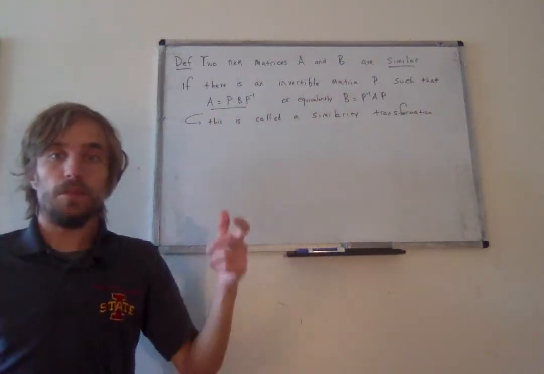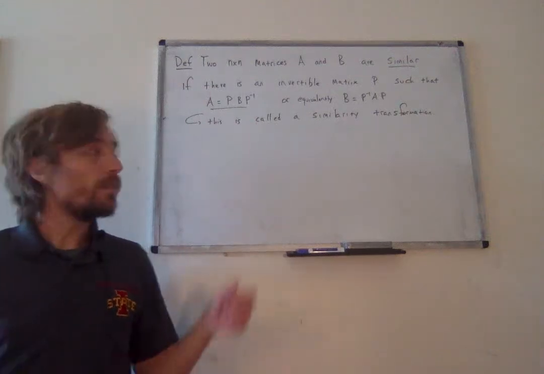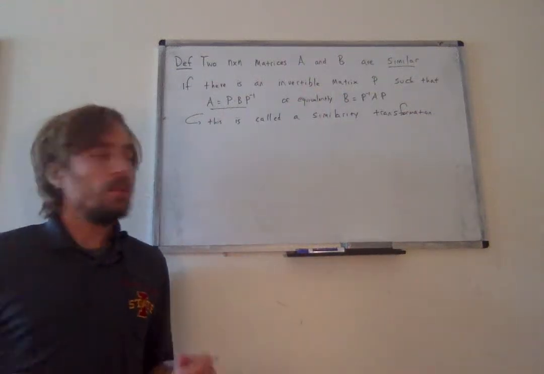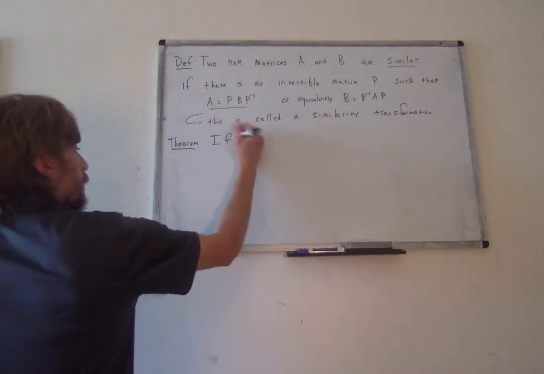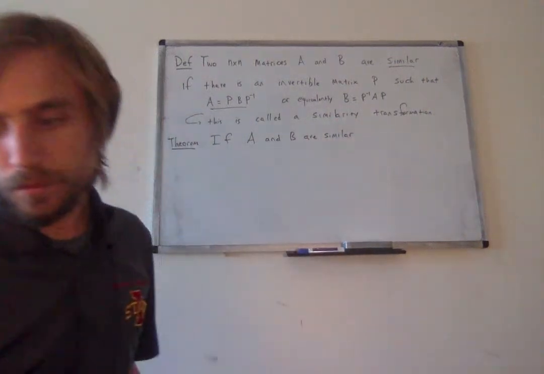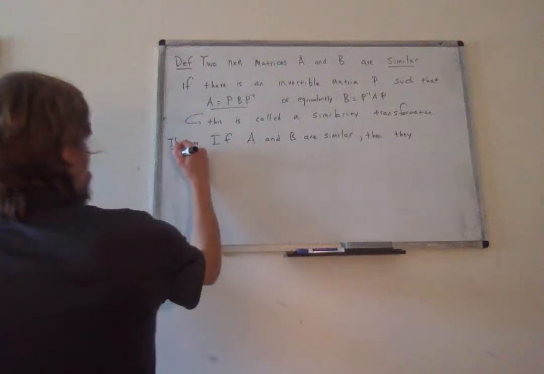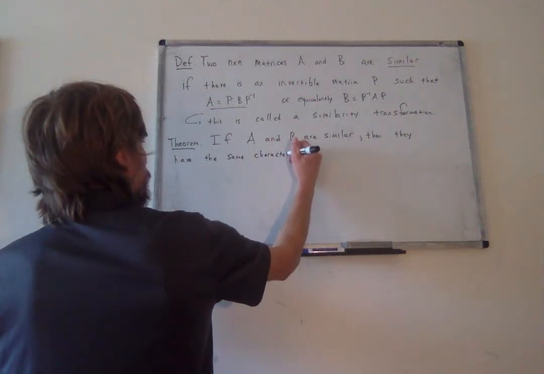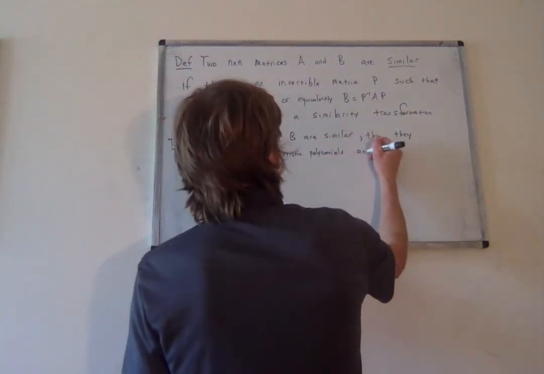However, do note that the order in which P and P inverse come in this similarity transformation does matter. If P is on the left side of B here, then P inverse has to be on the left side of A in this equivalent equation. We actually know that if two matrices A and B are similar, and we'll prove this as a theorem, then their characteristic polynomials are the same. And since their characteristic polynomials are the same, they also have the same eigenvalues.